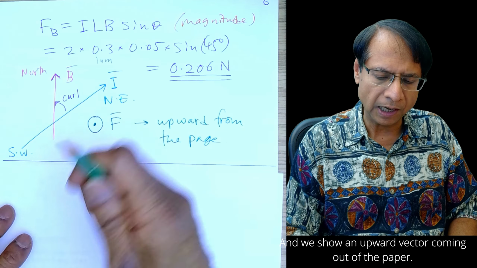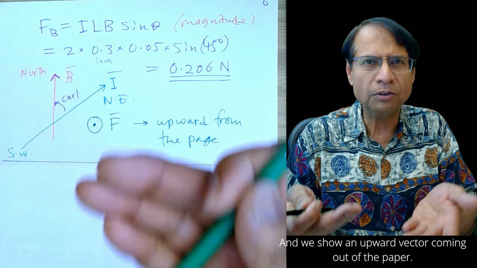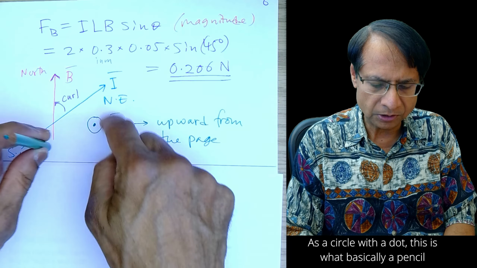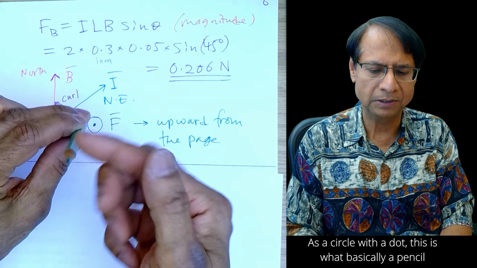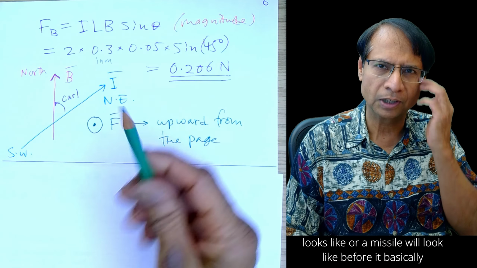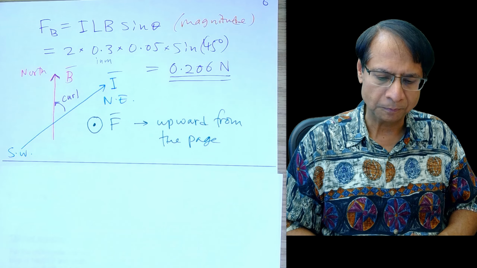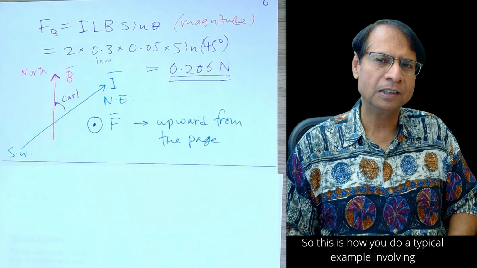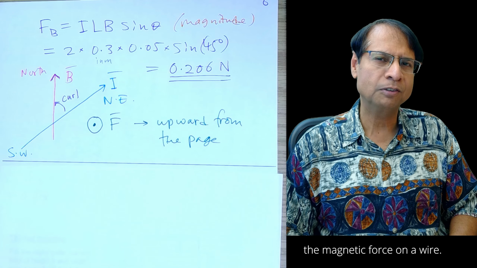And we show an upward vector coming out of the paper as a circle with a dot. This is what a pencil looks like, or a missile will look like, before it basically hits you. So this is how you do a typical example involving the magnetic force on a wire.